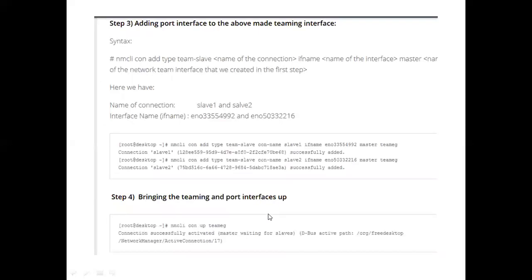And in the third step, we will add the port interface. Whatever interface we created, we will add as a port to the above teaming interface. After that, we also have to activate those interfaces. So we will bring the teaming and port interfaces up. So these are the methods we have.